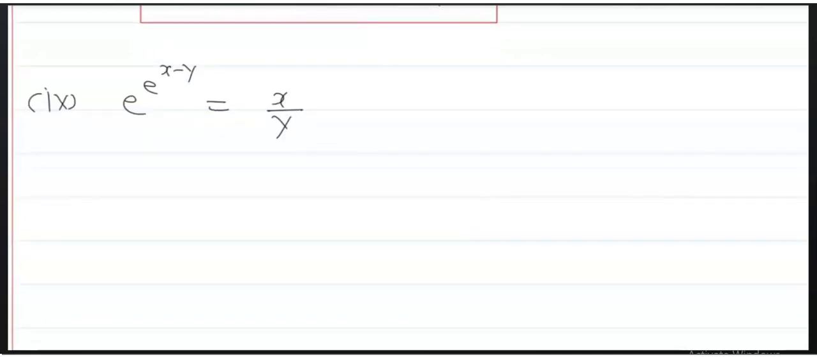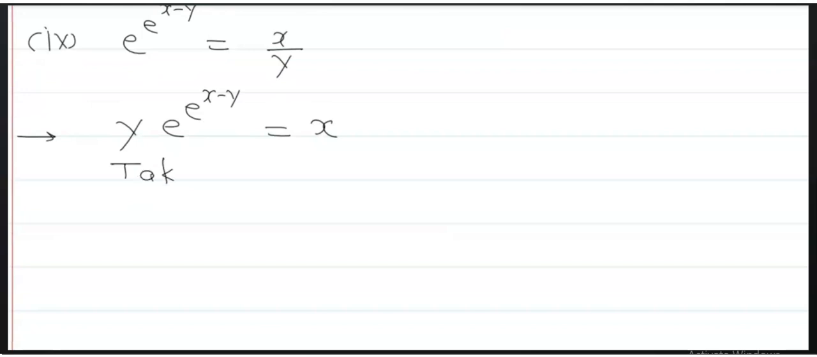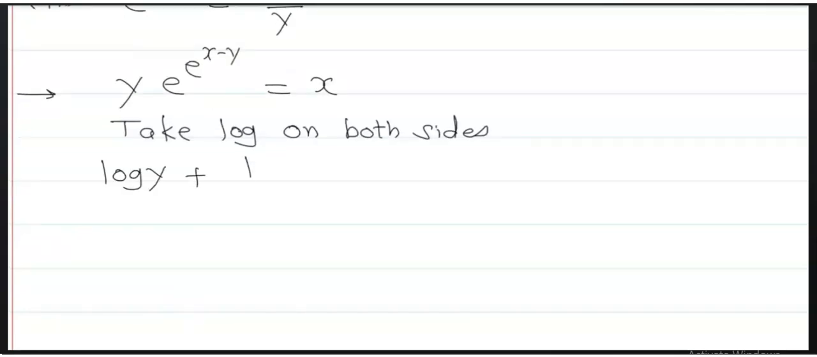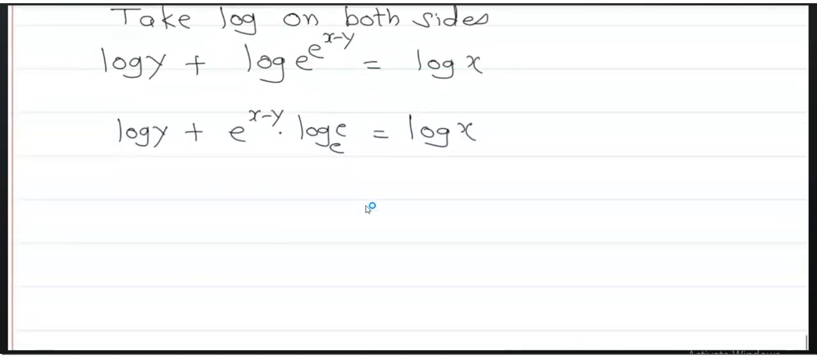e raised to x minus y is equal to x upon y. Here, y into e raised to x minus y is equal to x. Take log on both sides. Then you will get log of y plus log of e raised to x minus y is equal to log x. Therefore, log of y plus (x minus y) into log of e to the base e is equal to log of x.